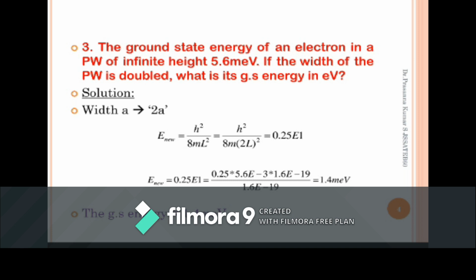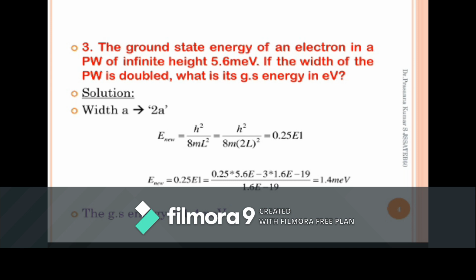So the formula is simply h square by 8mL square, because n is 1, so n square is 1, therefore h square by 8mL square, or E1. So now the width doubles, so L goes to 2L, so h square by 8m (2L) square, so it becomes 4L square. So L going to 2L, and multiplied by the 8 outside, we get 0.25 E1. So that is 1/4 of E1.